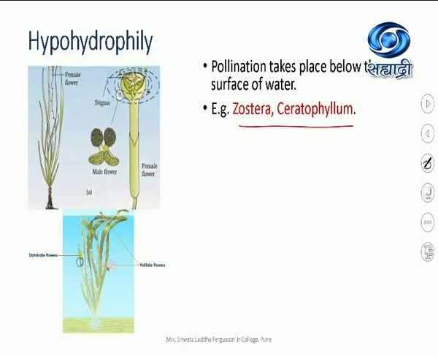Remembering examples is very important. They may ask you to match the pair, give the example, MCQs. So you should learn the examples by heart. In Zostera and Ceratophyllum, hypohydrophily takes place.